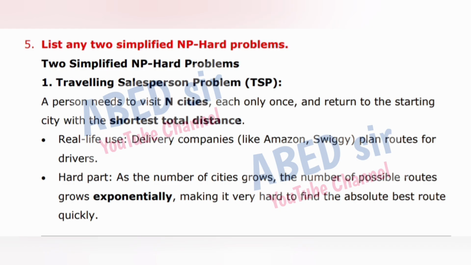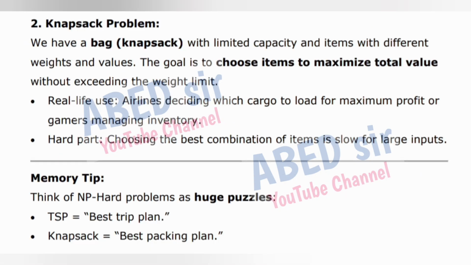Hard part: as the number of cities grows, the number of possible routes grows exponentially, making it very hard to find the absolute best route quickly. 2. Knapsack problem. We have a bag, a knapsack, with limited capacity and items with different weights and values. The goal is to choose items to maximize total value without exceeding the weight limit.